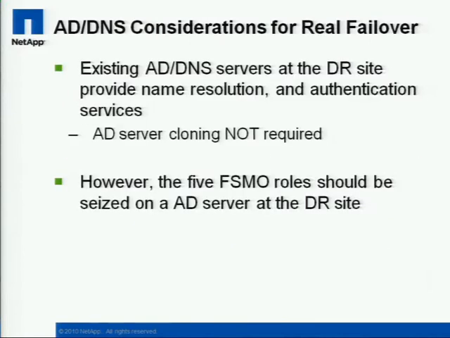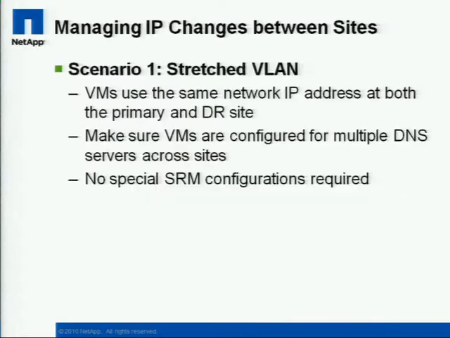Now, in case of a real failover, you do not have to make a clone of the VM. The existing AD DNS servers at the DR site continue to provide the authentication and the name resolution services on the DR site. But if you have Exchange applications on the VM, you still have to seize the 5 FSM roles on the AD server. So let's briefly talk about how to manage the IP address changes across the sites as you are failing over from the primary site onto the DR site.